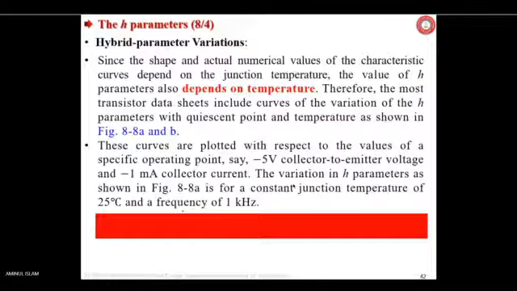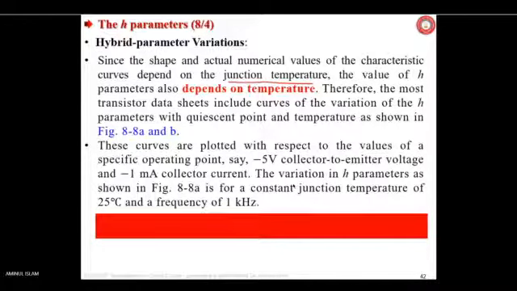Now we'll go ahead. The H parameters, whatever we are talking about, HFE or HOE or HIE, HRE, etc., depend on junction temperature. Junction means you have the BJT, bipolar junction transistor. You have two junctions, base-emitter and base-collector. Temperature at that junction is going to decide these parameters.